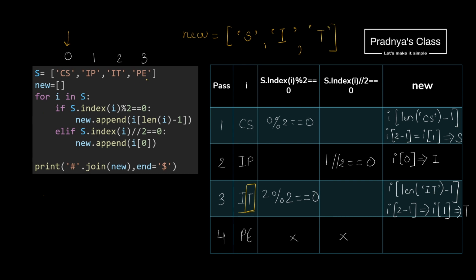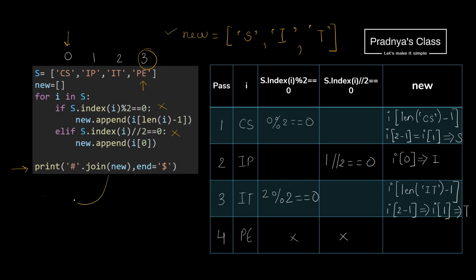There is one more element, so that will be the value of I in the fourth pass. The index of the last element is 3. 3 doesn't satisfy this condition, and it doesn't satisfy the second condition either. There is no expression, that's why the list will remain the same. Alright, now the print statement will get executed.